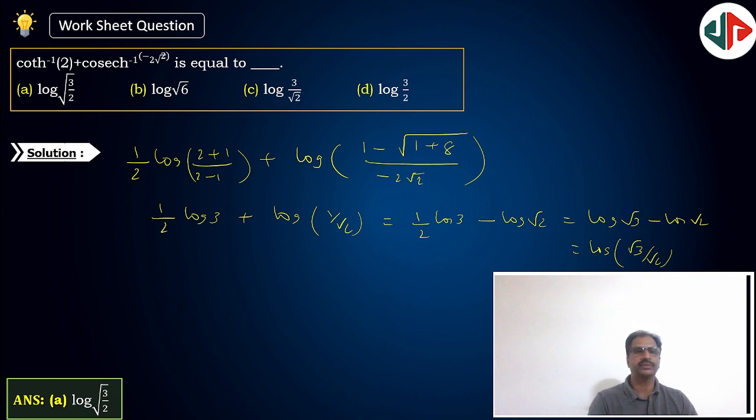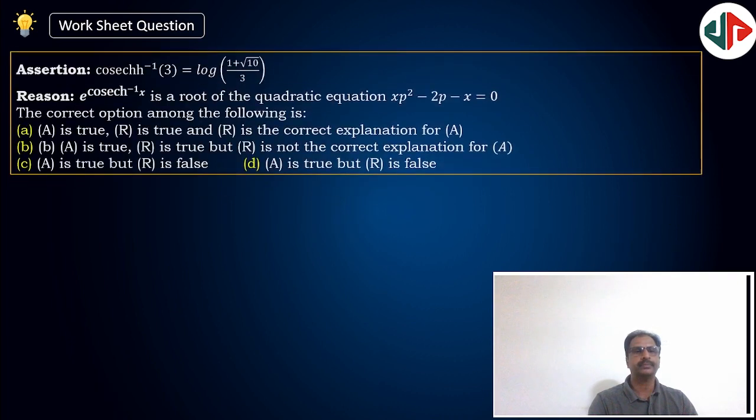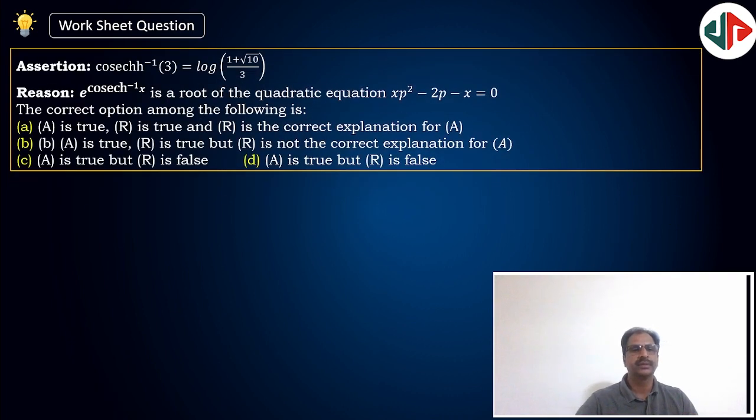Just use the coth inverse x formula and the cosech inverse x formula. While using cosech inverse x, see that x is negative here. Accordingly, apply the result. Next, here cosech inverse 3. Here 3 is positive.